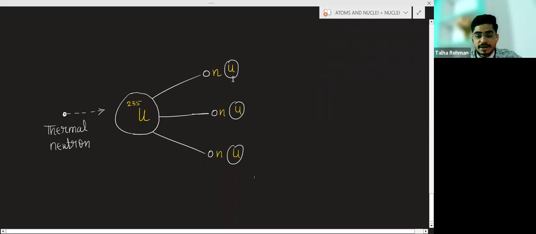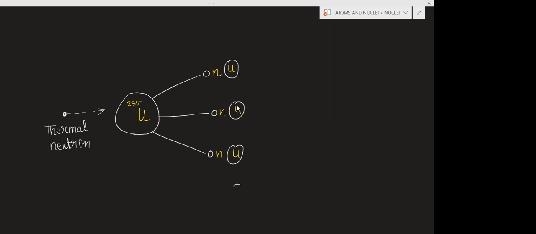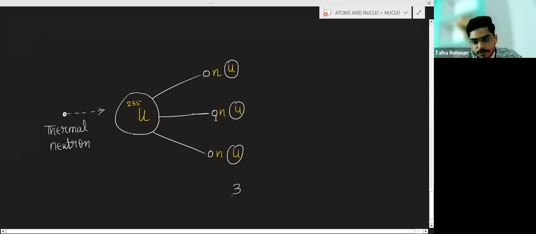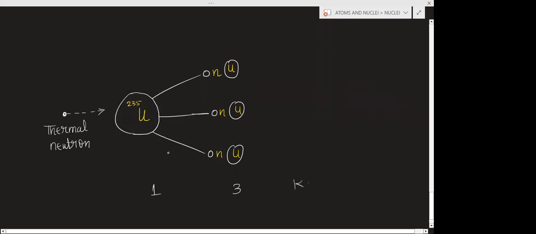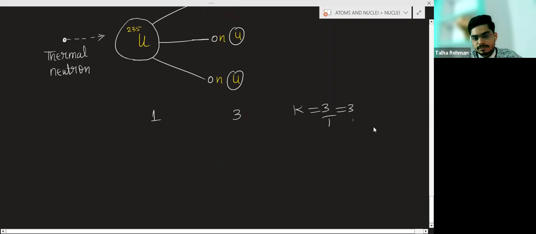Present generation means right now the reaction is here. The nuclear reaction is at this condition. So how many fissions will take place from here? 3. Yes sir, 3. And previous generation is previous to this. How many fissions are there? 1. So the value of K will become 3 divided by 1. Means K becomes 3.